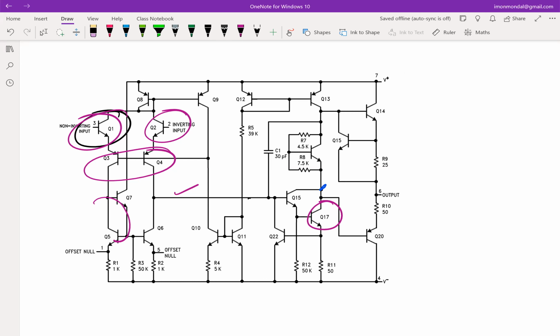So essentially, you need to buffer it again. You need to buffer because ultimately Q17 will draw some current in. You need a voltage controlled voltage source in order to ensure that Q17, basically the second stage, doesn't load the first stage. So you need another buffering stage. That buffering stage is done by this Q15. So this is the common collector, or source follower, emitter follower configuration.